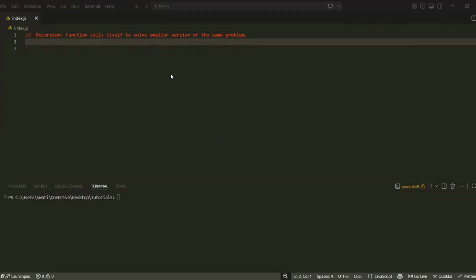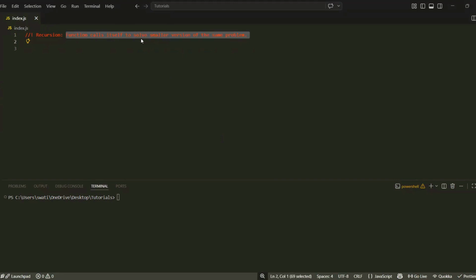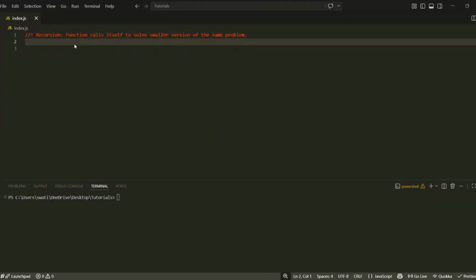In this video, we are going to understand a little bit about recursion. By definition, recursion is when a function calls itself to solve a smaller version of the same problem. I know it doesn't make much sense, so let us just understand with a real life example.